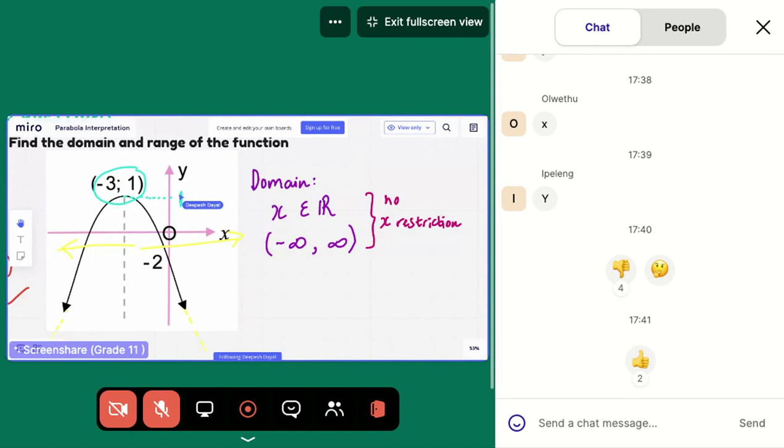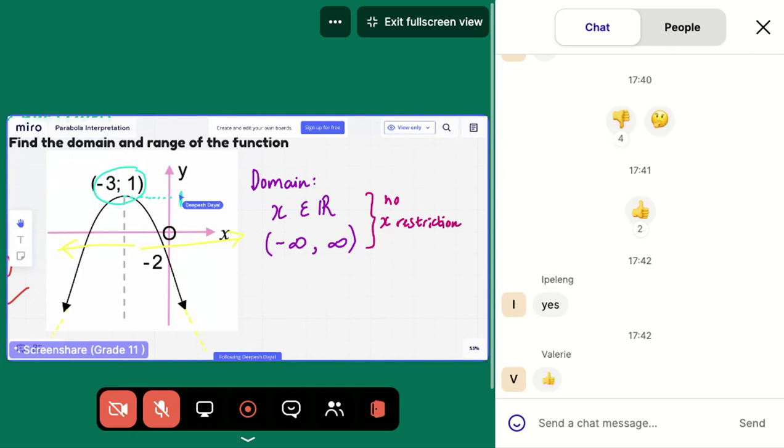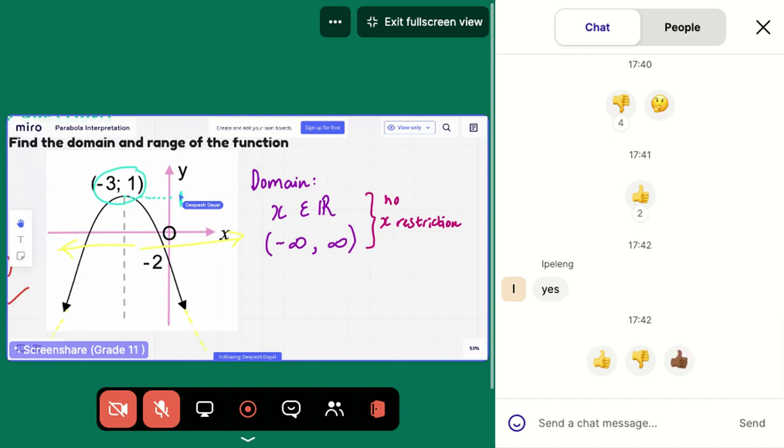You can just type in the chat and let me know. Thumbs up means yes, thumbs down means no. Can I draw my graph above 1? This particular graph, does it go above 1? Okay, I'm getting mixed answers.